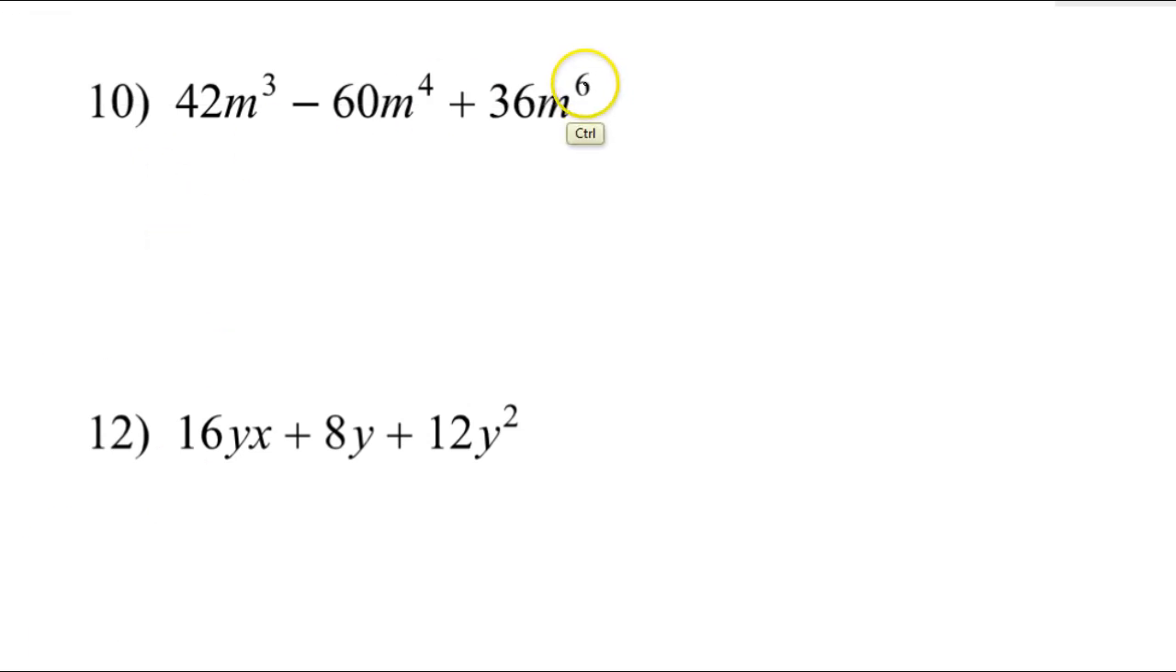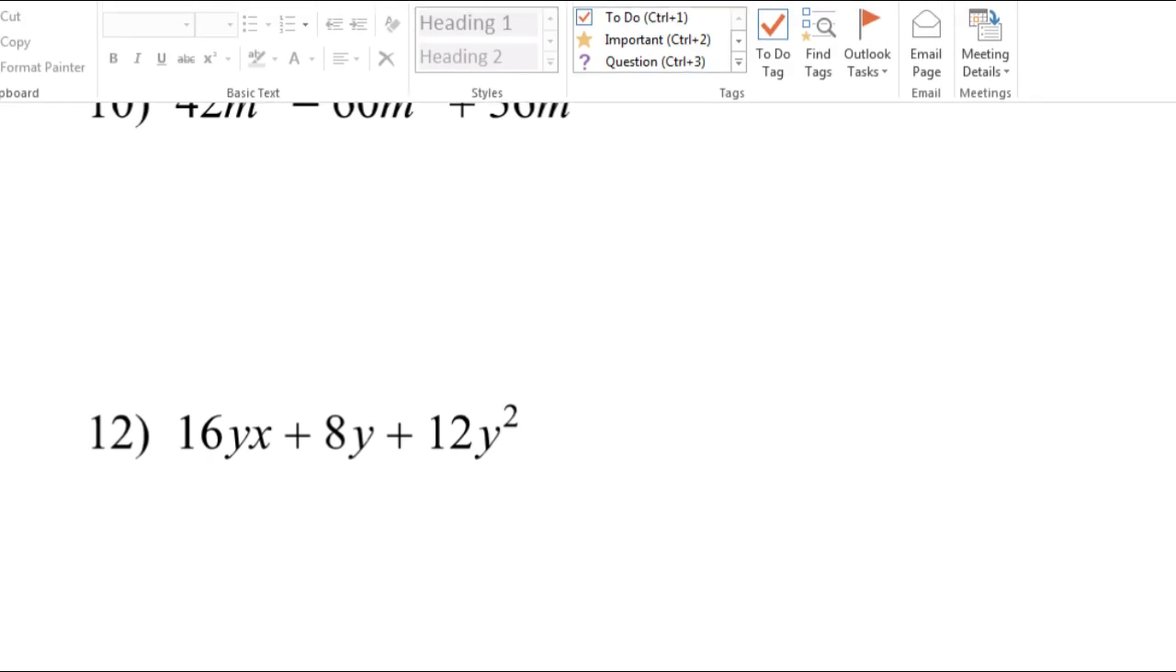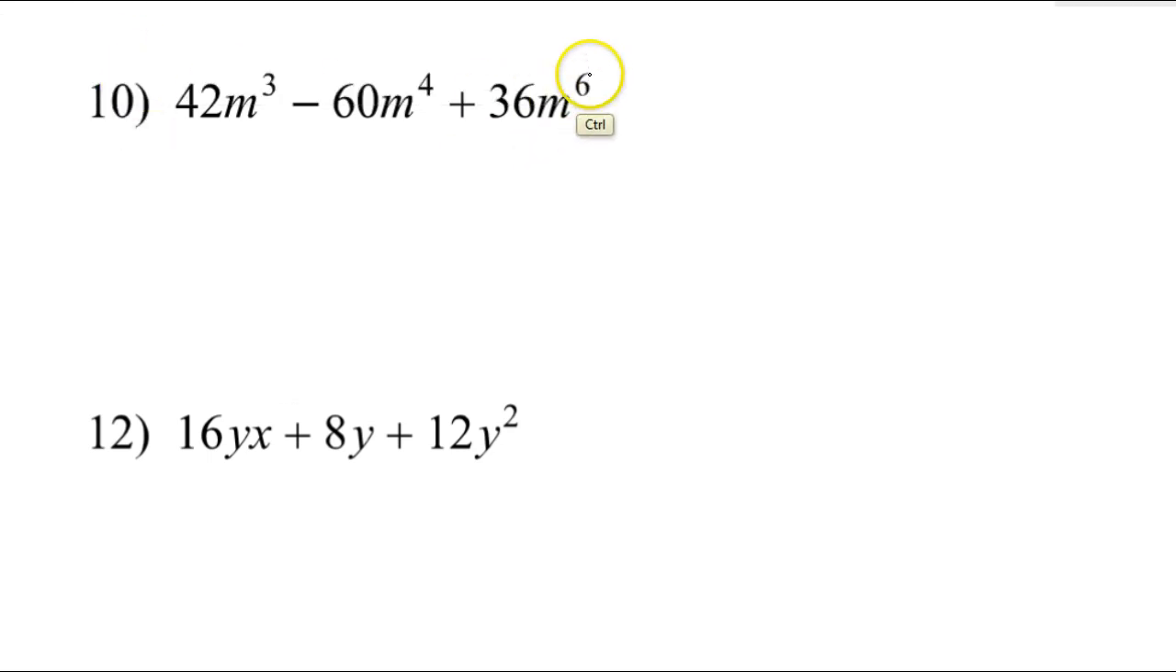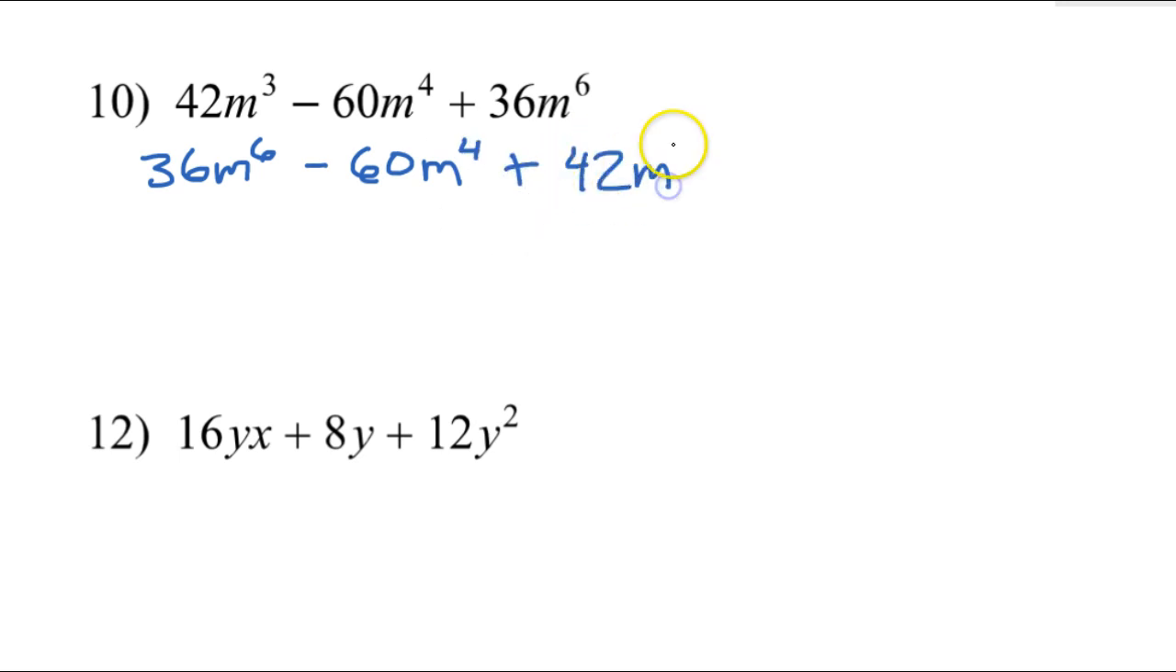All right, number 10 has a little bit more going on. First of all, the terms have variables, so that tells me there will be a variable in my GCF. But also, these are not in descending exponential order. So I really need to rewrite this. The highest power is the 6, so I really need to go 36m to the 6th power. And then next comes negative 60m to the 4th power. And then finally, plus 42m to the 3rd power.